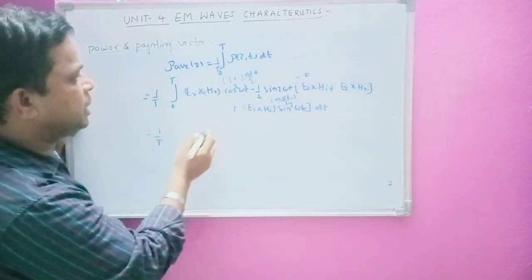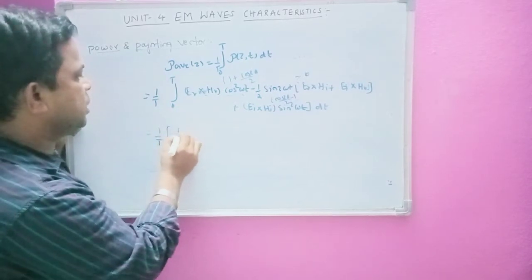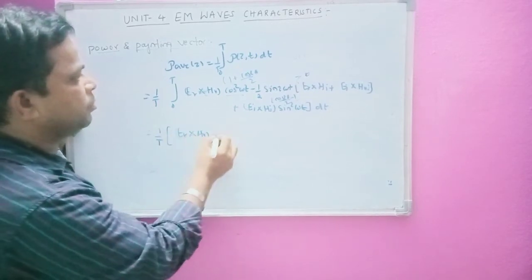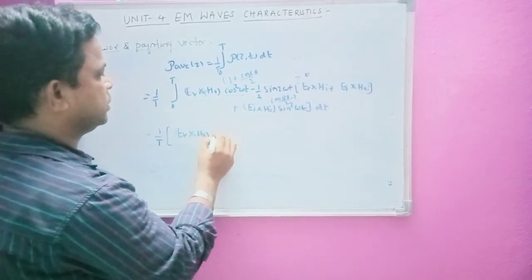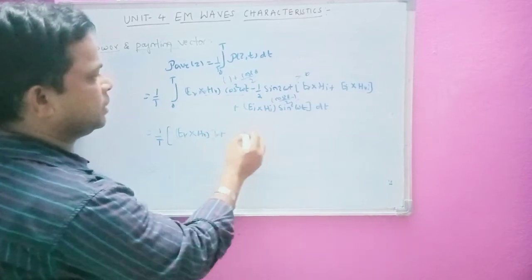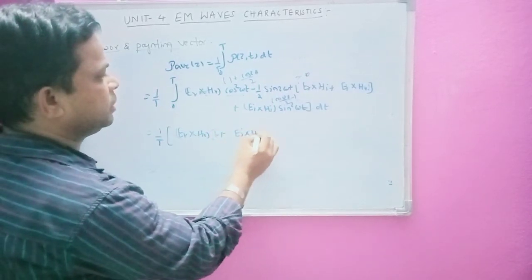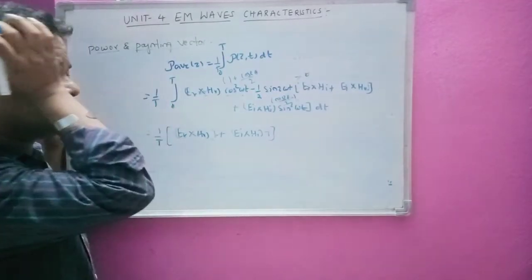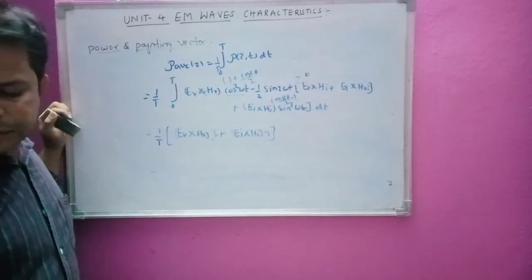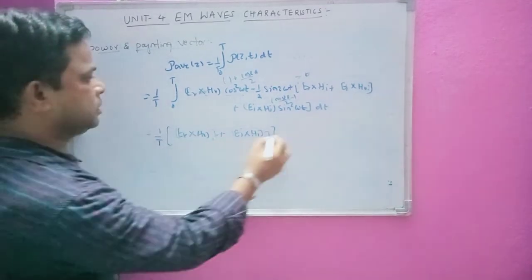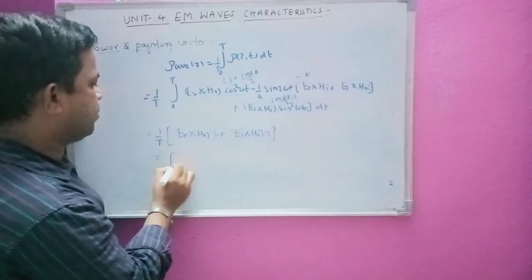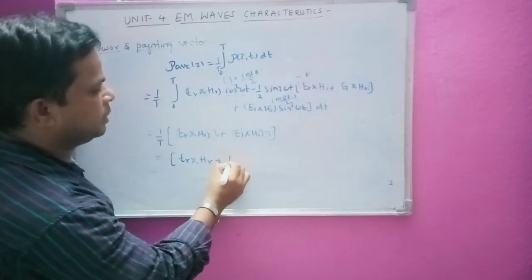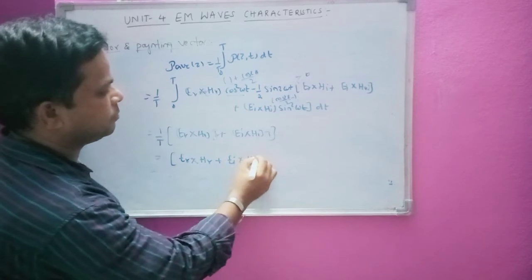If I take the integration, I will get the constant terms, that is E_R cross H_R into T, plus E_I cross H_I into T. The rest of the things are going to be 0 here. Now if I take this integration, the T is going to be cancelled. I am left with only E_R cross H_R plus E_I cross H_I.